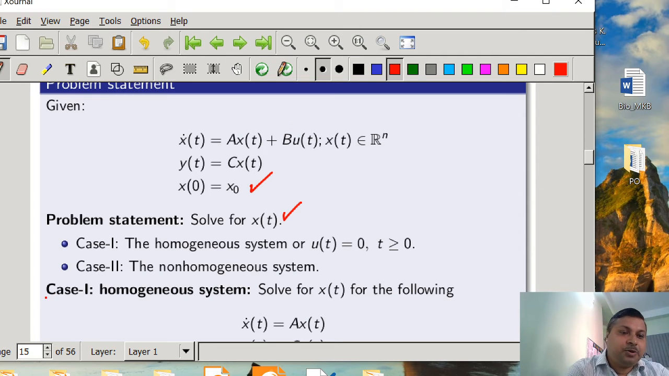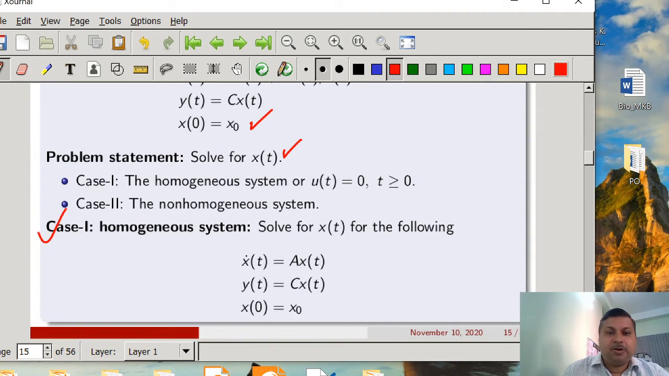So for the first case, the homogeneous system is represented by x dot equal to A into x(t) and y(t) equal to C into x(t). Here there is no input to the system. So now the question is, if there is no input to the system, who is going to drive the system? The system will be driven by the initial condition.